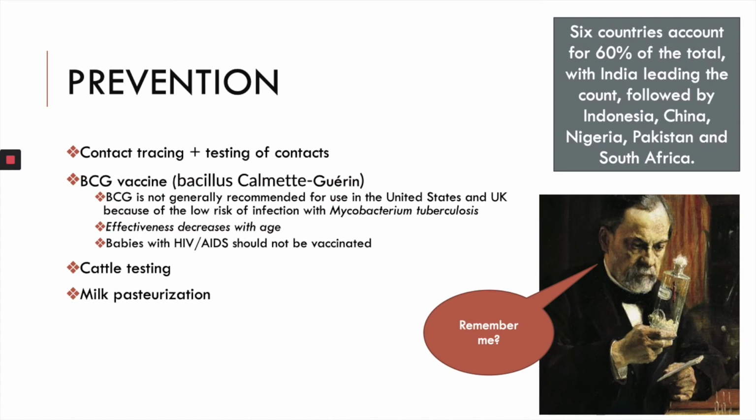Next one, cattle testing to make sure that there will be no transfer from cattle or cows to humans. Lastly, milk pasteurization, which brings us back to this guy in the introduction video. Note, 6 countries account for 60% of the total cases of tuberculosis, wherein India leads, followed by Indonesia, China, Nigeria, Pakistan, and South Africa.